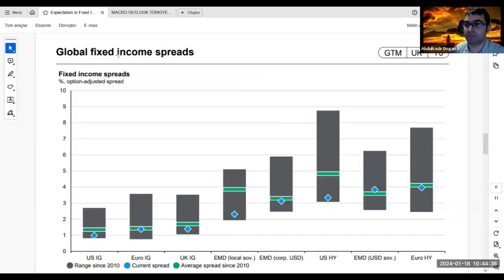Global fixed income spreads. What do we mean by spread? Normally, countries are compared by their risk outlook, and generally we take the spread of the return. If I take the Turkish government bond spread against the United States, what is it today? The Turkish government bond yield is 8%, and the United States 10-year is just 3%. Today the spread is 5%. So if this spread is increasing, the risk for Turkey is increasing.